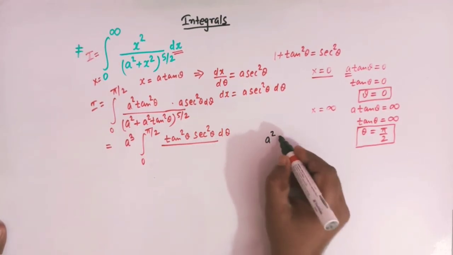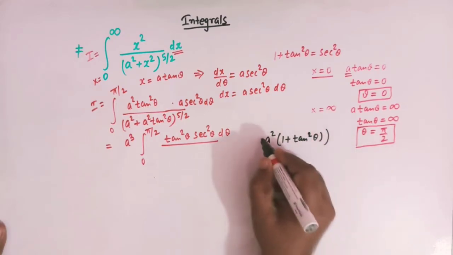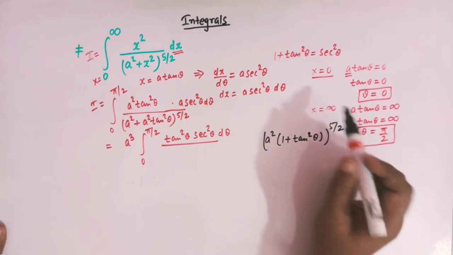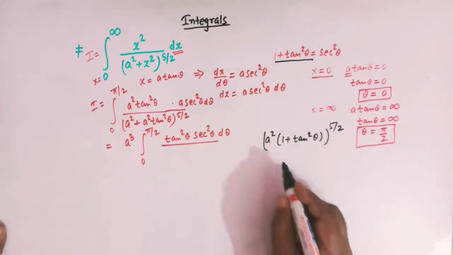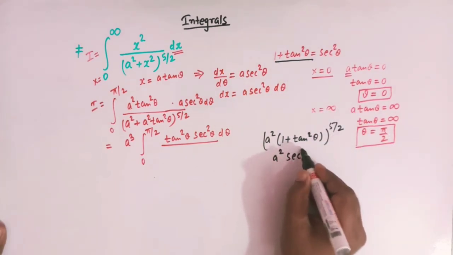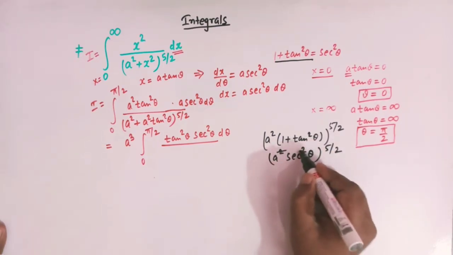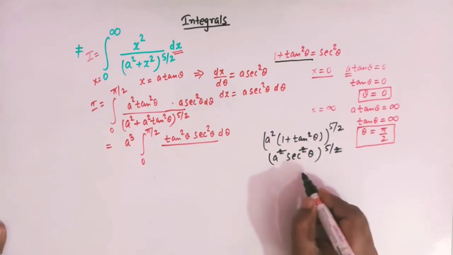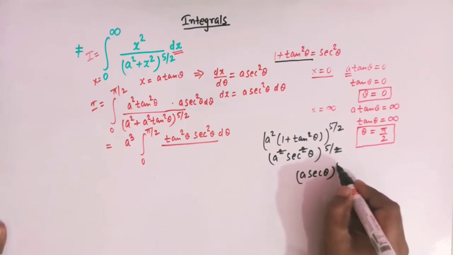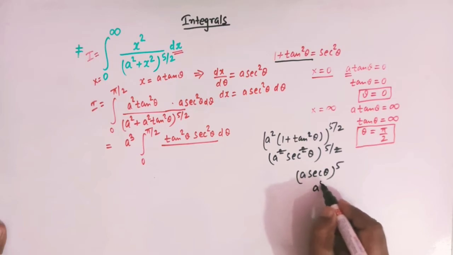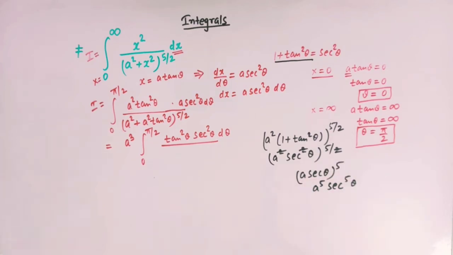We can separately simplify this expression. If we take a squared common, we have 1 plus tan squared theta to the power 5 over 2. For 1 plus tan squared theta we can write secant squared theta. So we have a squared and secant squared theta raised to 5 over 2. This 2 and this 2 and this 2 get cancelled. Now we are left with a sec theta raised to 5, so we can write a raised to 5 and secant raised to 5 theta.